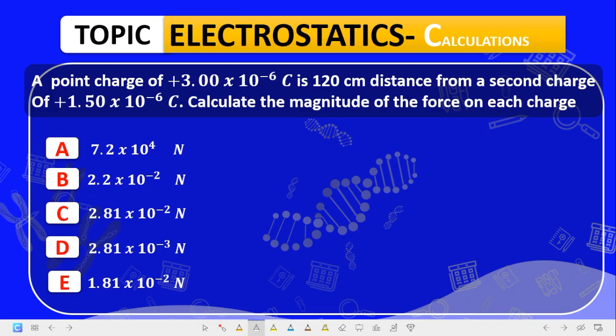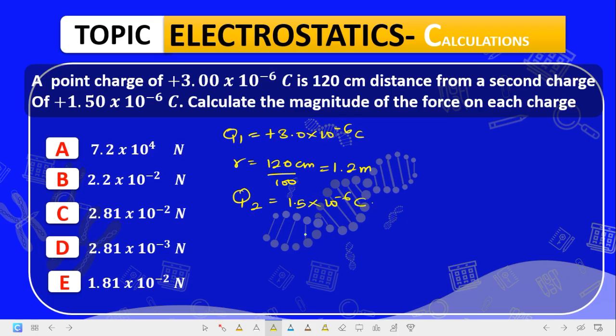Now the next question says a point charge. So let's state out our parameters. Q1, the point charge, is positive 3.0 times 10 raised to the power of minus 6 coulomb. The distance is 120 centimeter, which we can convert to meter by dividing by 100, and this gives us 1.2 meter. From a second charge, Q2 is equal to 1.5 times 10 raised to the power of minus 6 coulomb. Calculate the magnitude of the force on each charge.